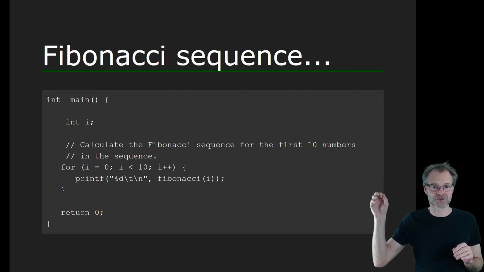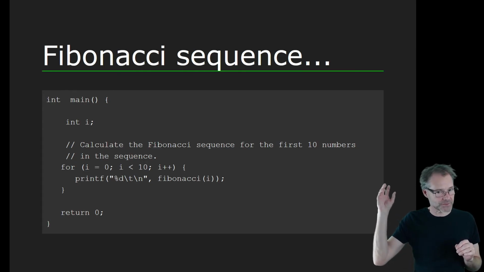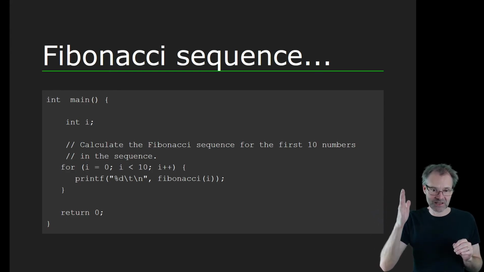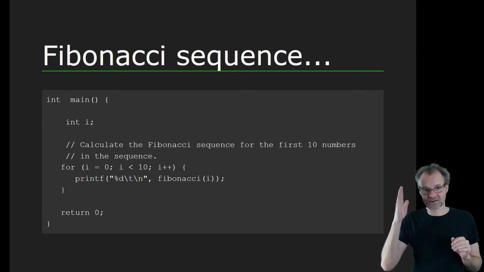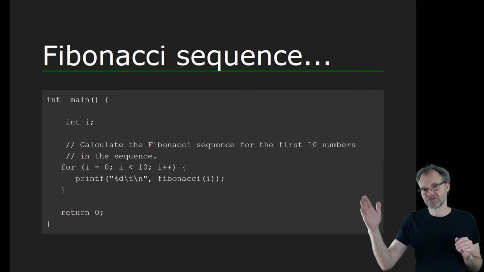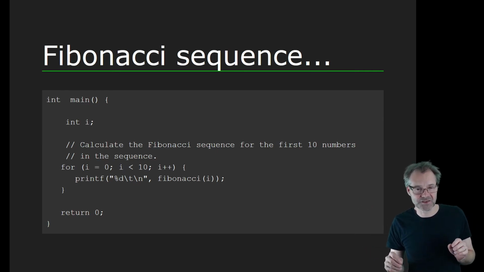So I have a main first, and I'm going to calculate the Fibonacci sequence for the first 10 numbers in the sequence. I'm creating a loop, calling my Fibonacci function with the sequence number. So first I'm going to get the 0 position, then the 1 position, then the second, third, fourth, fifth, sixth position, and so on up to 10 positions here.